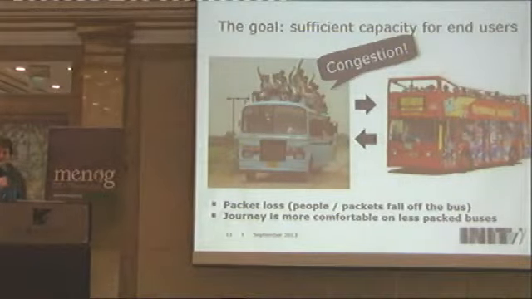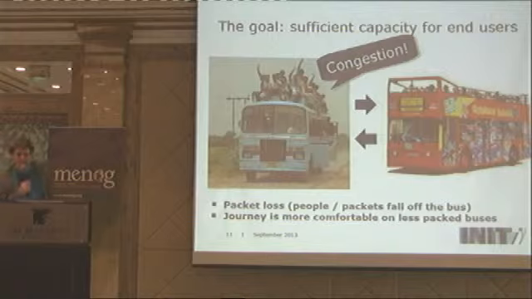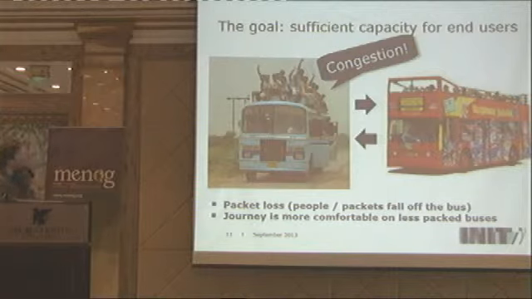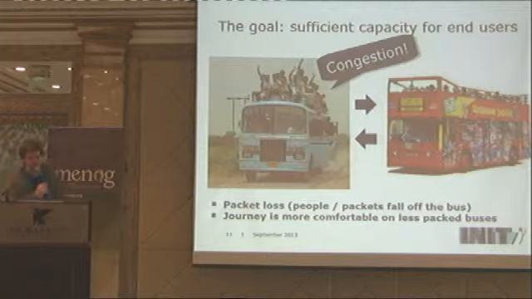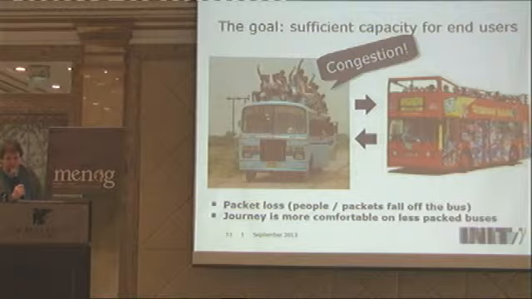So what is our goal from a commercial perspective? We are supposed to deliver sufficient IP capacity for end users, because congestion sucks. And if we do the public transit analogy, the travel in the bus on the right is probably more comfortable than the journey on the bus on the left, because packets may fall off the bus. That is not what we want.